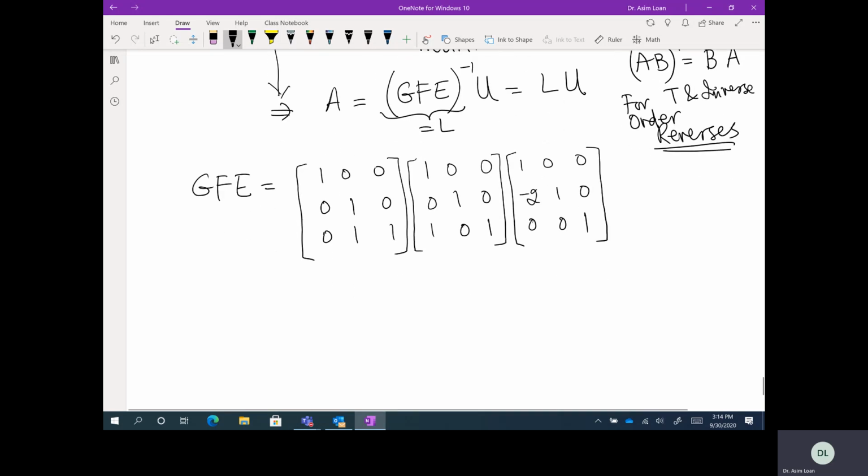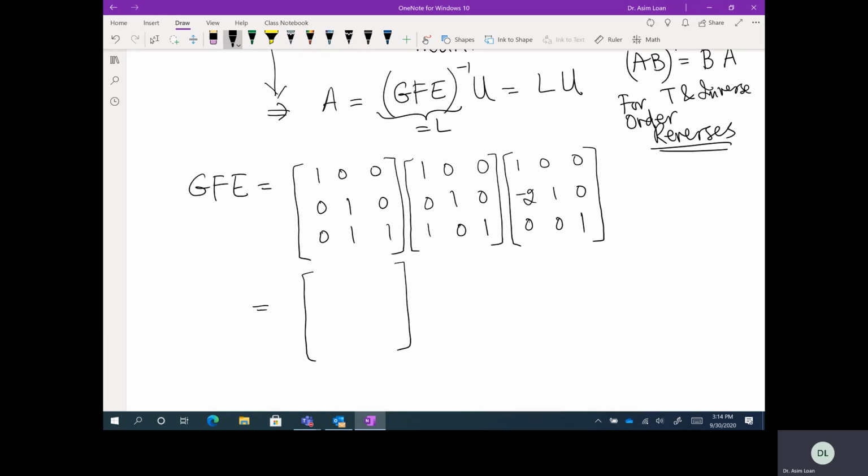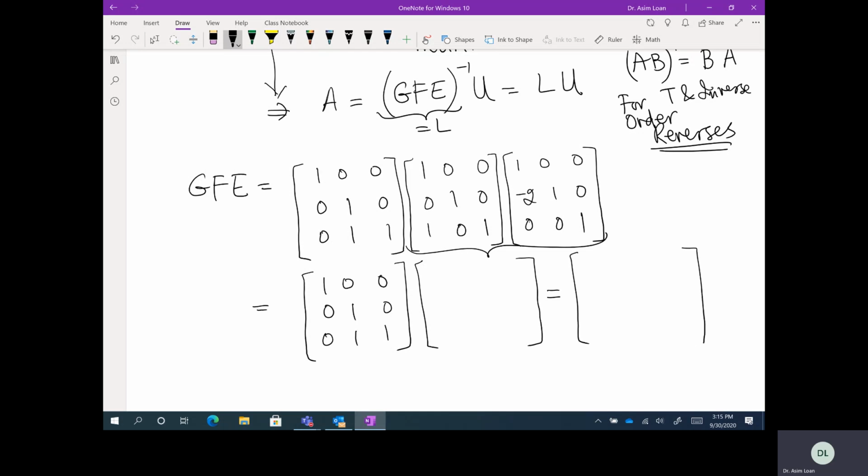So what is GFE? So I can multiply either matrix first. So let's do this one as is, 0 1 0, 0 1 1. And if I multiply these two, I will get first row as is 1 0 0, second row as is minus 2 1 0, because this is weighting the first row, this is weighting the second row, and this is simply the sum of the first and the third. So 1 0 1.